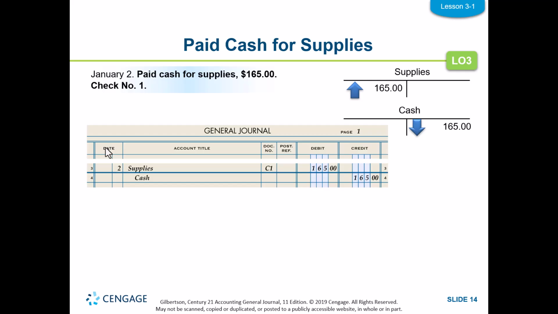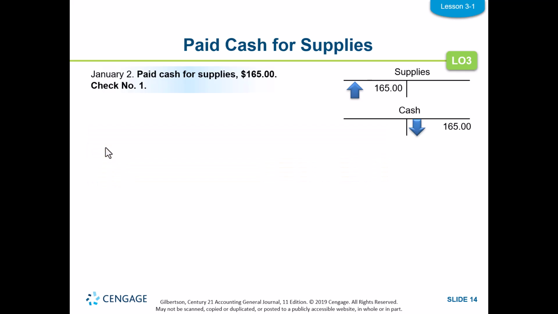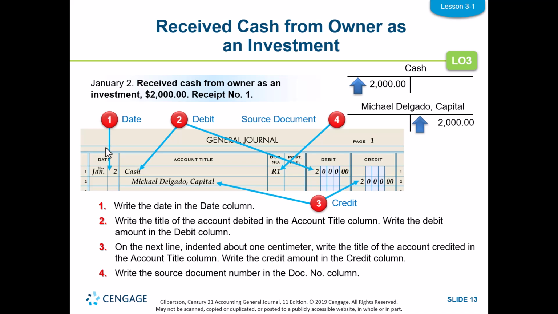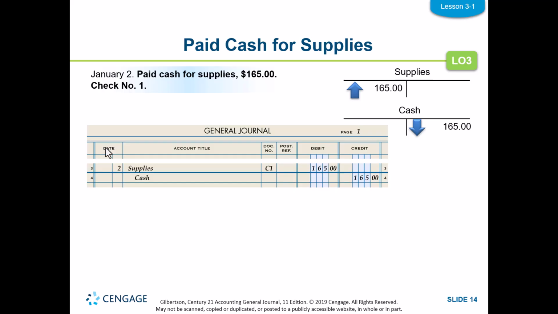So we still have January from the previous one, if it'll show up. See, we had January listed on lines 1 and 2. Now on lines 3 and 4, we don't need to list the month because it's still January, but we do need to put the date. So we're putting the second. We said we were debiting supplies, so it comes first. Check number 1, so C1 is our document number, and then we debit for $165. Cash is going to be credited for that amount.